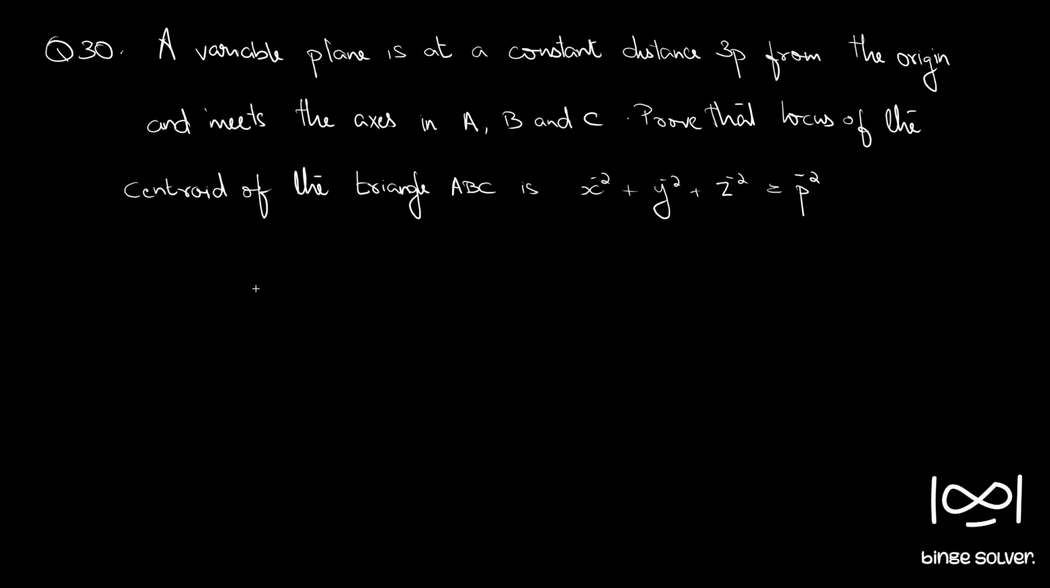Now let's say A is (a, 0, 0), B is (0, b, 0) and C is (0, 0, c). Let's assume that these are the points A, B, C which are on the axes. Any plane that passes through A, B, C is given by the equation x by a plus y by b plus z by c equal to 1.